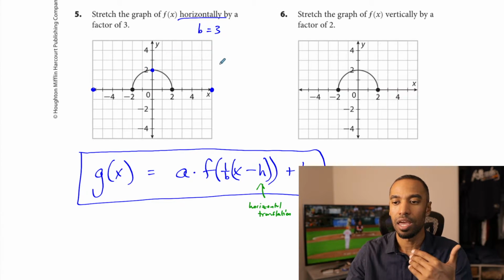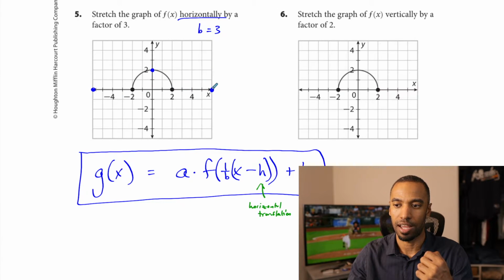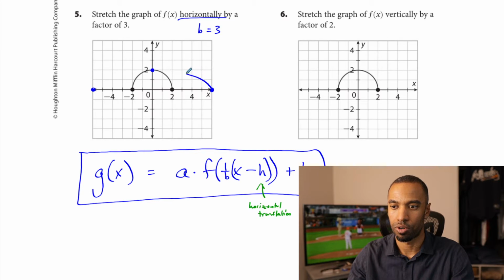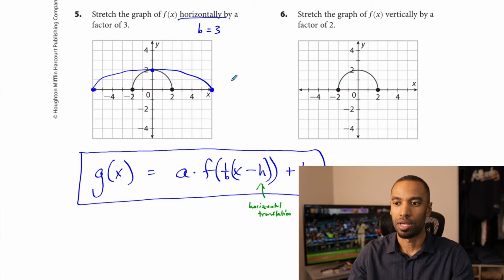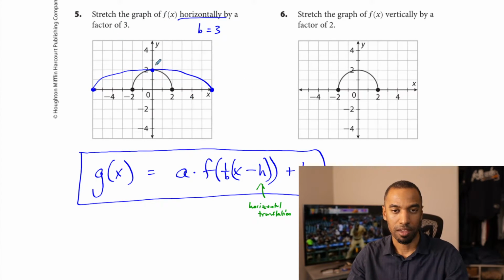It doesn't move, and we still have a semicircle here, but it's going to be a heck of a lot more stretched out. And pardon me for not having a perfect looking semicircle here that I'm going to attempt to go for. But alas, we still have one that is horizontally stretched by a factor of 3.